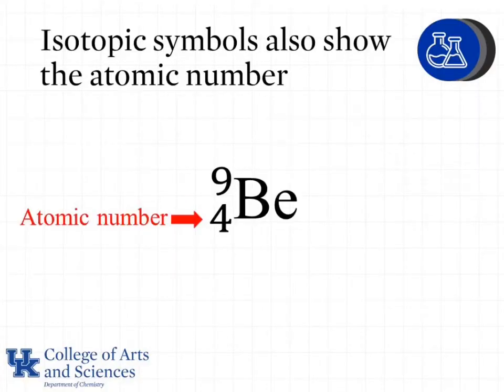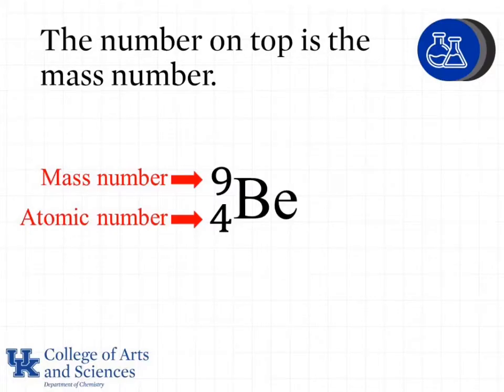Another way of representing the information given on the periodic table is with what's known as the isotopic symbol. It shows the chemical symbol for the element, and it shows the atomic number at the bottom, which in this case is 4, and it shows the mass number at the top. Both of these numbers are shown to the left of the chemical symbol.